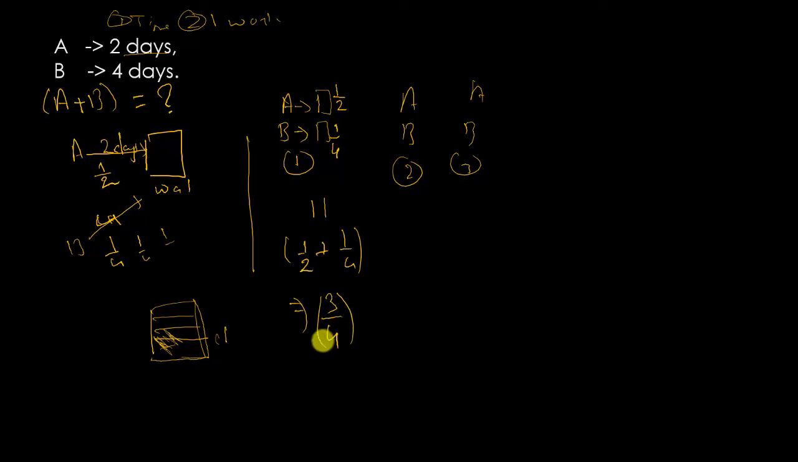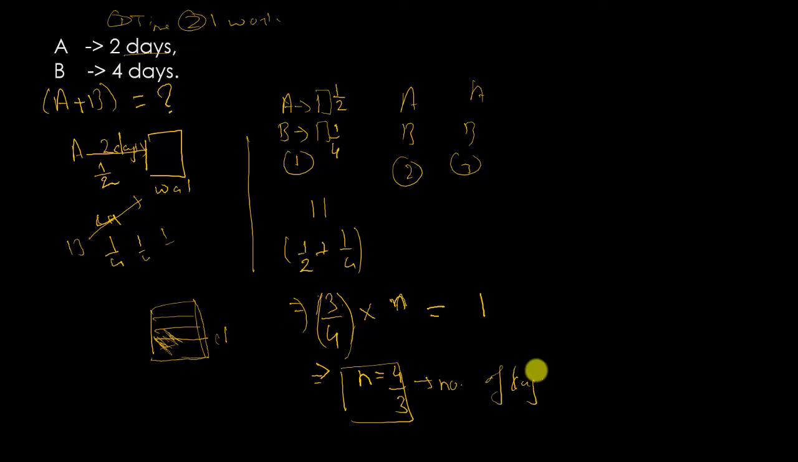So how to calculate? We know 3 by 4 is the speed every day. How many days will they have to work at that speed? N days. They keep on repeating 3 by 4 on day 1, 3 by 4 on day 2, till day n, and we will get one work, so n equals 4 by 3. So this is the number of days, right? Question number 3.